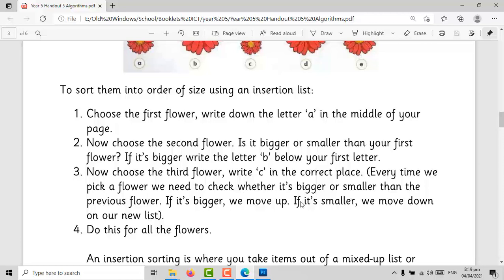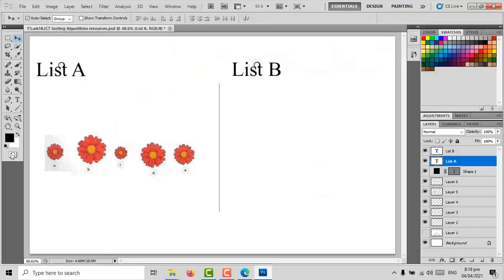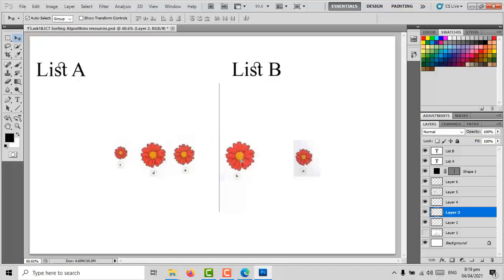Okay? Okay, so let's try this out. So we choose the first flower, we put it in the list. How about we make this list some sort of a vertical, horizontal kind of list, yeah? Okay, so we choose the next flower. Is it bigger or smaller? It's bigger, right? If it's bigger, we move up.